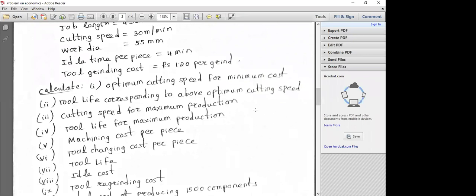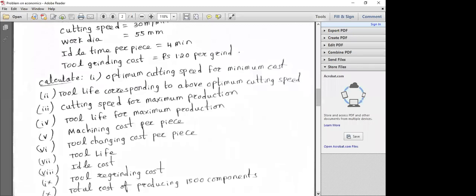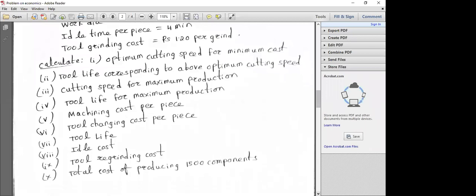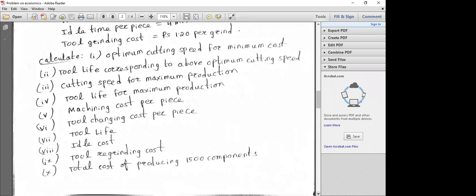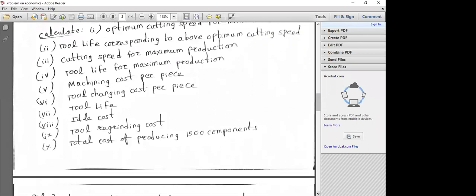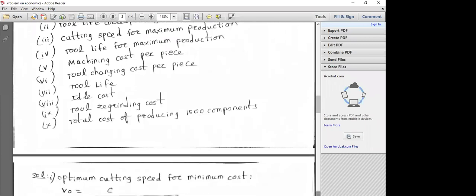Will come one by one. So the other things, he has asked the 10 parameters. That's why I told you this is a lengthier problem. So just try to concentrate. First we have to finish this, then if we need it, we'll try to revise this problem again. What is the tool regrinding cost, and what is the total cost of producing 1500 components? First of all, you have to calculate the total cost of producing a single piece, one component. Then you have to multiply that with 1500. You will get the total cost of producing 1500 components. All these are very much necessary.